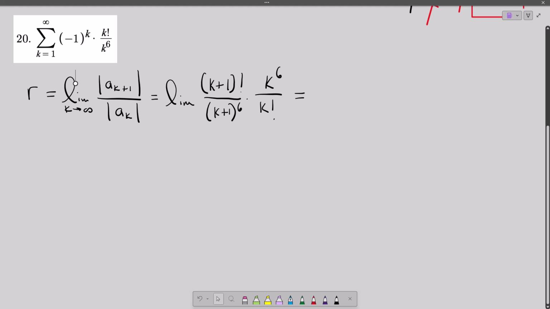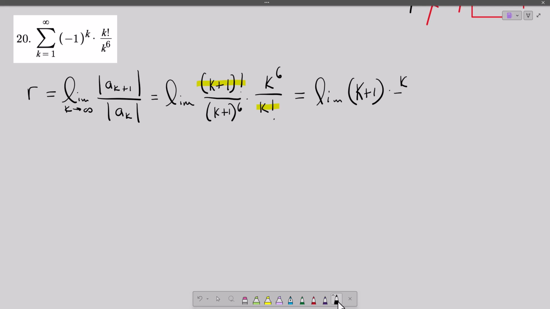And then let's see what's left here. The k plus 1 factorial piece and the k factorial will reduce to k plus 1 in the numerator, because k plus 1 factorial is k plus 1 times k factorial. The k factorials cancel, so this is going to be k plus 1 in the numerator. And then let's group these things together. We have k to the 6 and k plus 1 to the 6, so that's all to the 6.